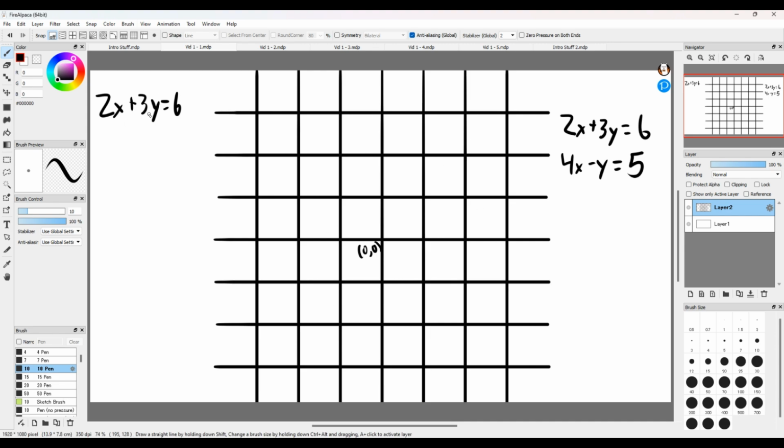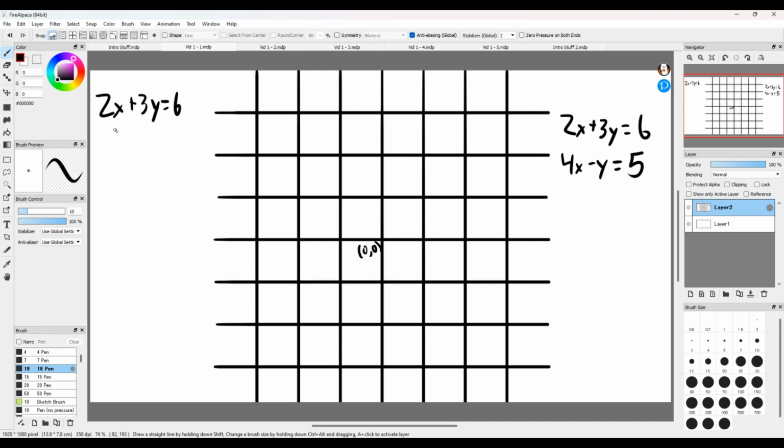We've got 2x plus 3y equals 6. There are two really viable ways to graph this. The first one is to graph it by its intercepts, and the second one is to convert it into slope-intercept. Personally, I like slope-intercept form, so I'm going to show that method first. Of course, you can skip to the timestamp on the screen to see the other method.